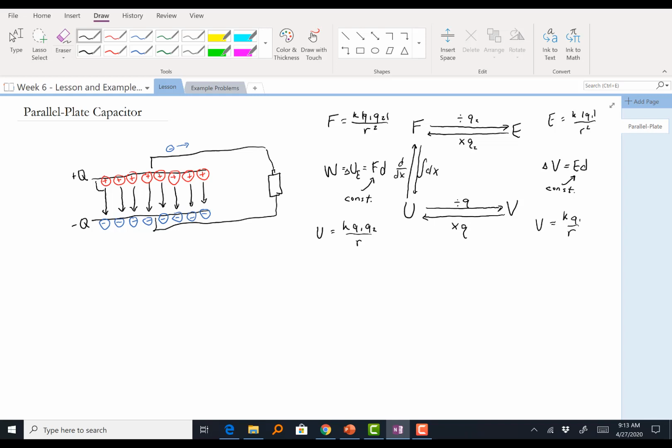So at least in between the two plates, I would just have this y component, so it's perpendicular. Okay. So let's look at the magnitude of this electric field.